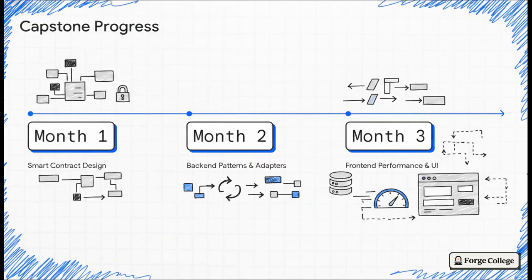So let's take a quick breath and look at exactly where we are on our journey. We are deep into the capstone project, full-stack Solana DApp module. Month 1, that was all about smart contract design. Month 2, we tackled backend patterns and adapters, specifically integrating those ecosystem protocols. And now in month 3, we're transitioning directly from our backend prep right into the UI. We are officially in the front-end performance and user flows lesson. We've got our stubs, our mocks, and our adapters ready. Now we build the face of the application.